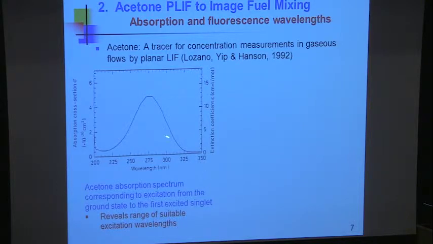You have to look at the absorption spectrum to decide what laser do I buy. You can buy a laser at 266, quadruple YAG laser. You can buy a laser at 308, xenon chloride laser, or you can Raman shift. So you can get lasers at essentially anywhere in this region. Where do you want to be? You might want to be here. Why? Because you absorb more photons.